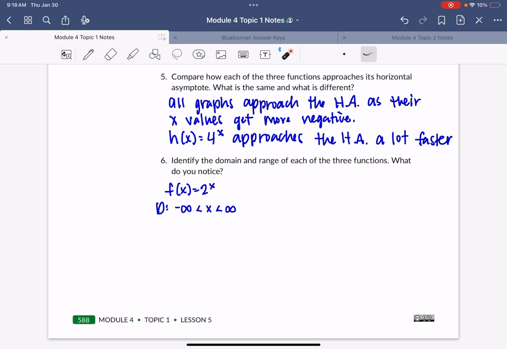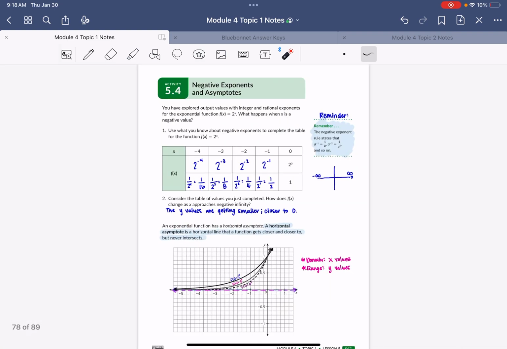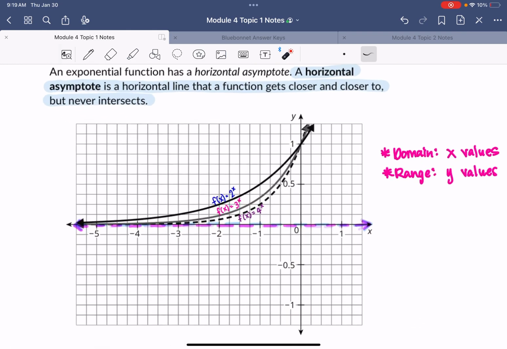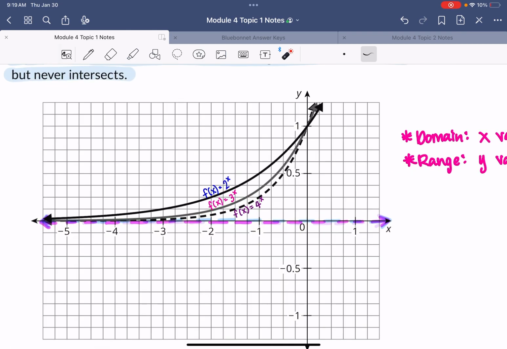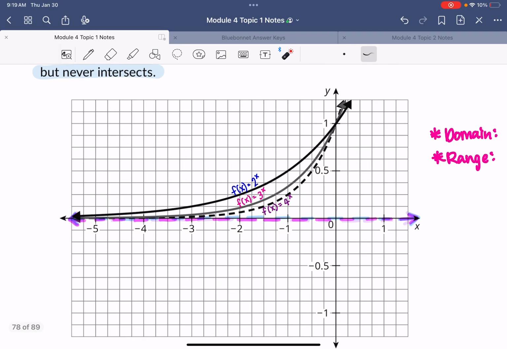Okay. Let's do domain for the other two graphs, just so we're already on the same topic. So now we're going to be looking at the 3 to the x, which is this gray graph here. So for this gray graph, it's very similar to the black one that we had above it, right? I have an arrow going far left, which means, again, I'm going to negative infinity. I have an arrow going far right, which, again, means I'm going to positive infinity, okay?